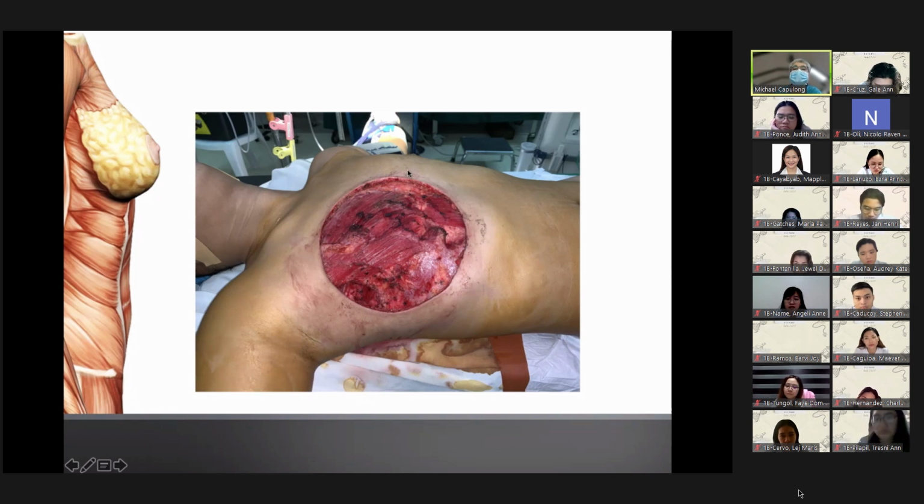Okay. So this is a 20-year-old male patient. For your information, you do not see a well-developed breast here, but only the left nipple. Later on, I'll be giving you the background history of this patient.